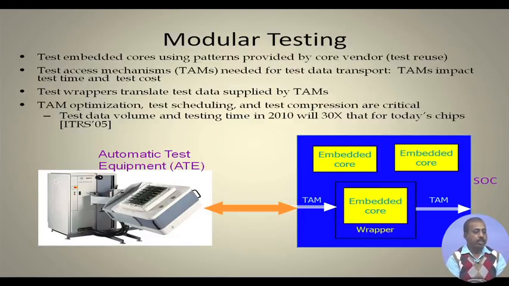It will translate the test data supplied by the TAM into a format in which you can apply the patterns to the individual components in the core. TAM optimization, test scheduling, and test compression are very critical issues. Test data volume and testing time in 2010 were expected to be 30x that of today's chips. That was predicted in ITRS 2005. So, that is crossed now. This is a huge increase in test data volume and testing time. So, that is the issue, and we have to handle such a complex situation.